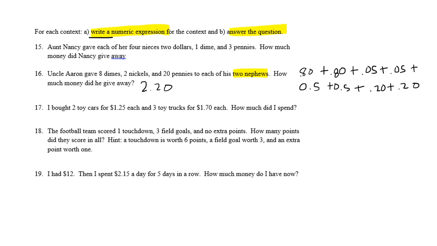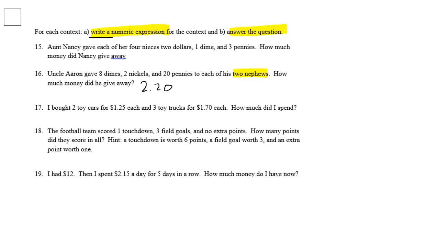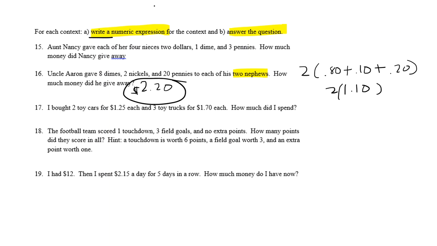Okay, another way we could write this math is we could say, okay, we know that Uncle Aaron gave the same amount of money to 2 nephews, and he gave away 8 dimes, so that's 80 cents, and he gave away 2 nickels, which is 10 cents, and he gave away 20 pennies, which is 20 cents. And then you would just do what's in the parentheses first. 0.80 plus 0.10 plus 0.20 would be $1.10, and then if you multiply that by 2, you get $2.20.